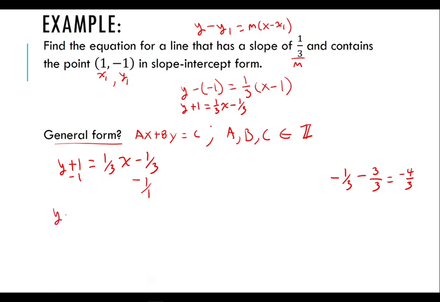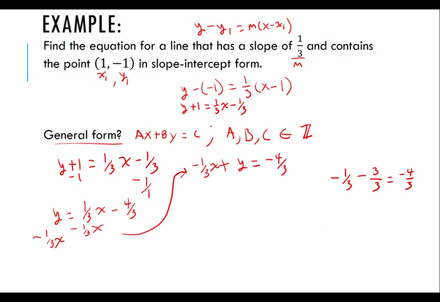So I've got y is equal to 1/3 x minus 4/3. Then I need to move the x stuff over. So I'm going to subtract 1/3 x, subtract 1/3 x. Now I've got negative 1/3 x plus y is equal to negative 4/3. Now remember what I said earlier about a, b, and c have to be integers? Negative 1/3 is a fraction, not an integer. Technically it's called a rational number. Negative 4/3 is a rational number, not an integer.